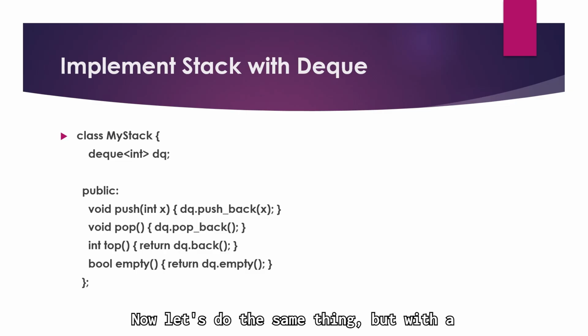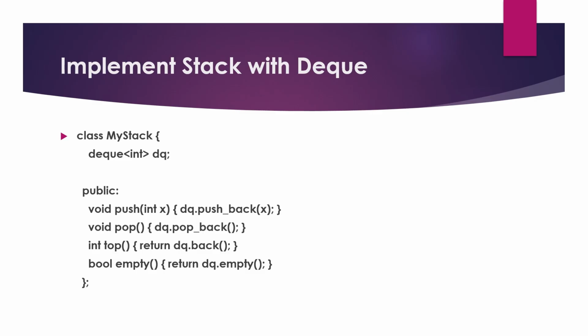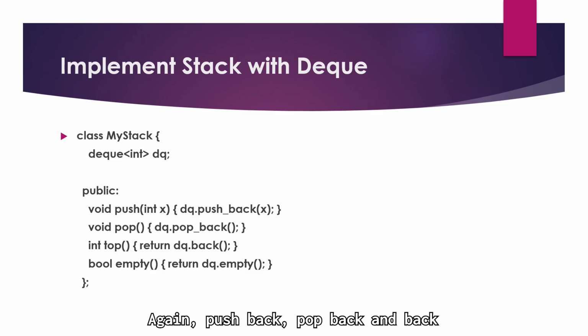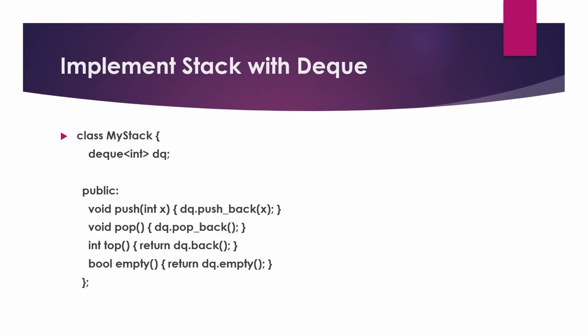Now let's do the same thing but with a deque. The logic is almost identical, but under the hood a deque offers more flexibility in insertion and deletion at both ends. This version might be more performant in some cases where bidirectional access is useful. Again, push_back, pop_back, and back mirror the standard stack operations. Knowing how to switch containers like this will help you tailor your solution to the problem at hand.